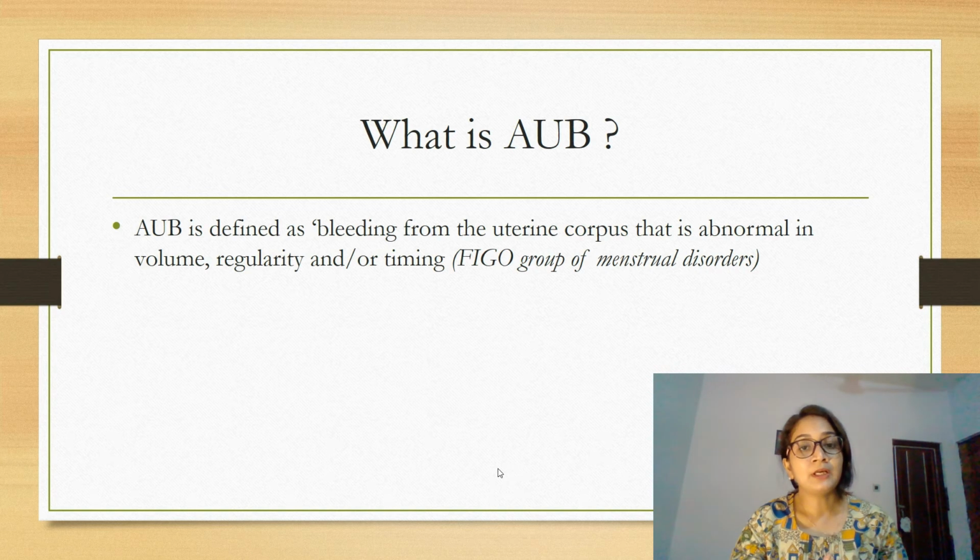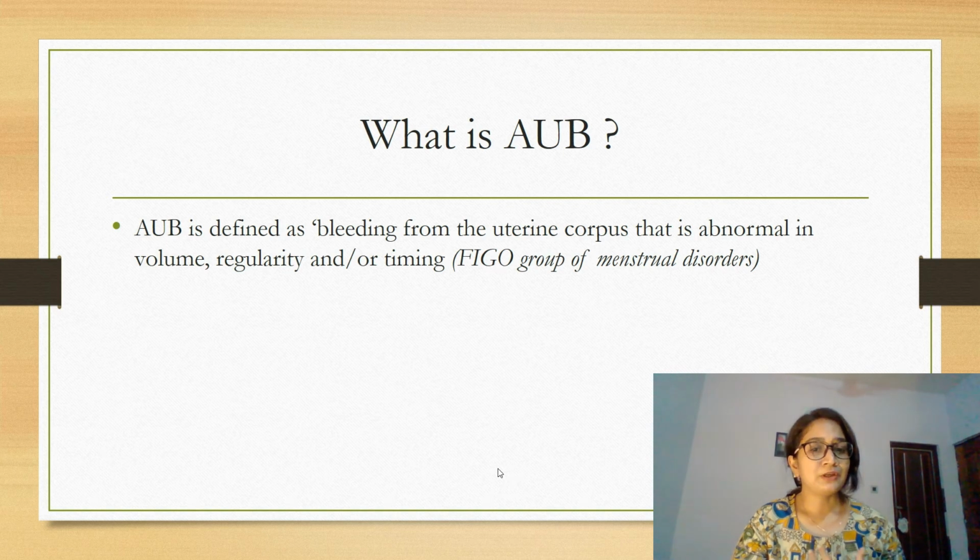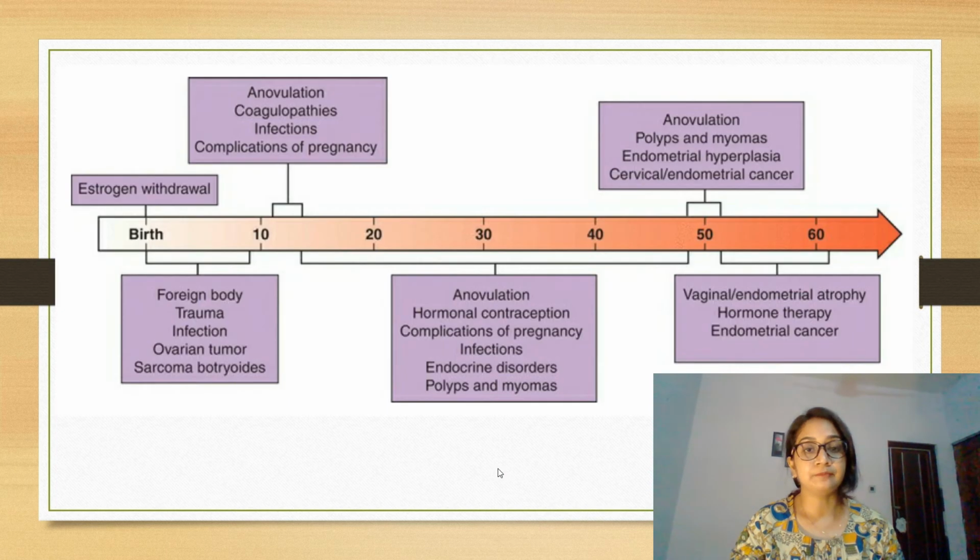So, when a woman comes complaining of a change in her menstrual pattern, say in volume or in regularity, she may say she's having short cycles, long cycles, any change in flow, or whether she's passing any clots. These all belong to the classification of abnormal uterine bleeding. There are various causes of abnormal uterine bleeding.